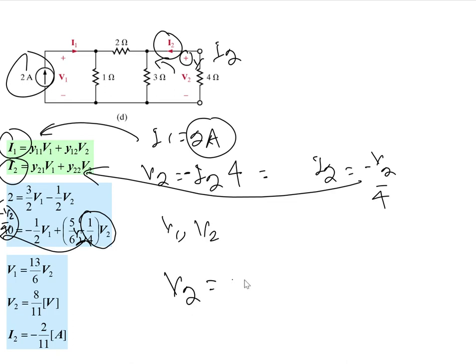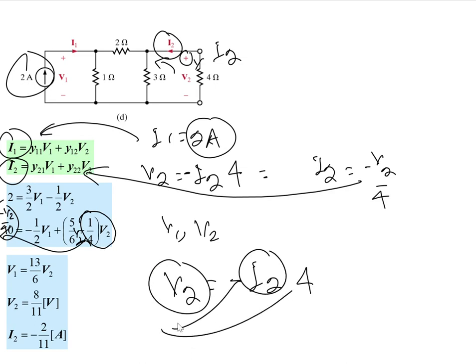So V2 is minus I2 into 4, which says that I2 is this value divided by minus 4. So this is the way you use these parameters to calculate some other stuff.